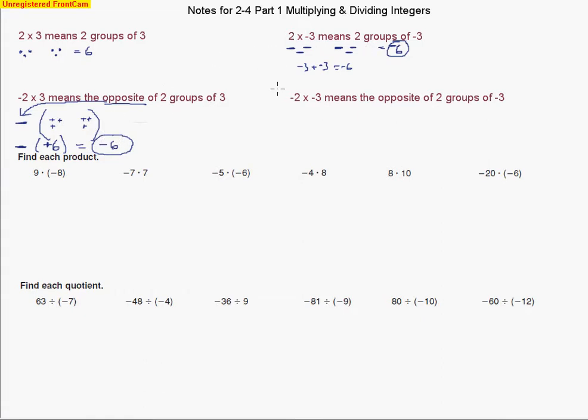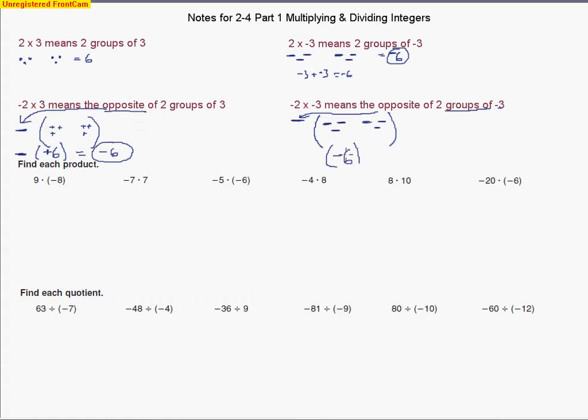Well, let's take a look at this last one here. We have the opposite of 2, or negative 2, times negative 3, which means the opposite of 2 groups of negative 3. So let's take a look at what that means. The opposite, again, is this minus sign. But I've got to group the numbers first, so I'm going to put it in parentheses. And I have two groups of negative 3. So I'm dealing with minus signs again. There's one group of negative 3. Here's the other group of negative 3. And so when I combine all these negatives here, I end up with negative 6.